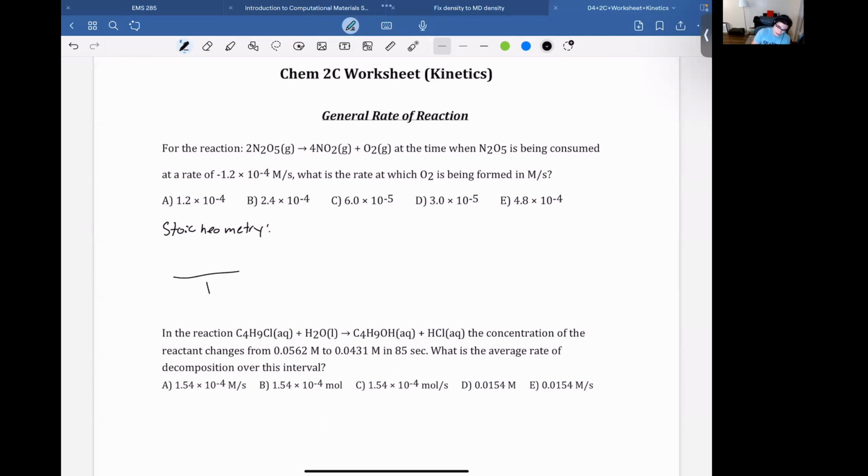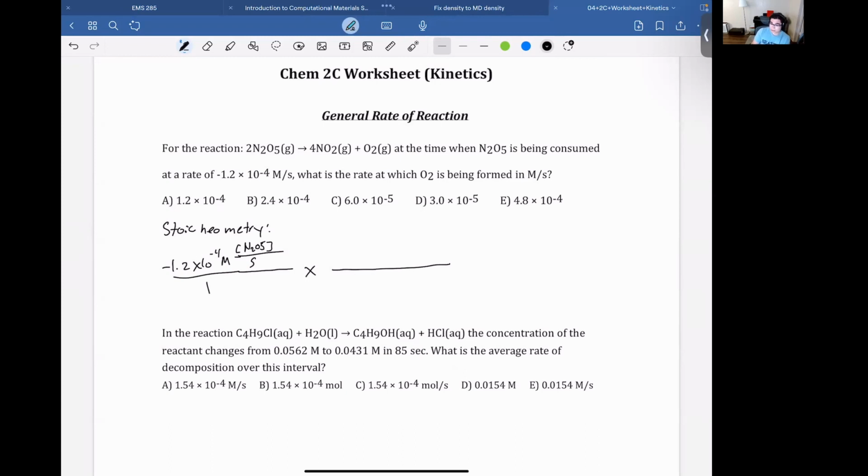So it says that we're consuming it at a rate of -1.2 times 10 to the -4th molar. And I'm going to write this in concentration of N2O5 like that. So the molarity per second for the units. You could write the second unit on the bottom. There's a reason I'm not doing this, as you'll see in a second.